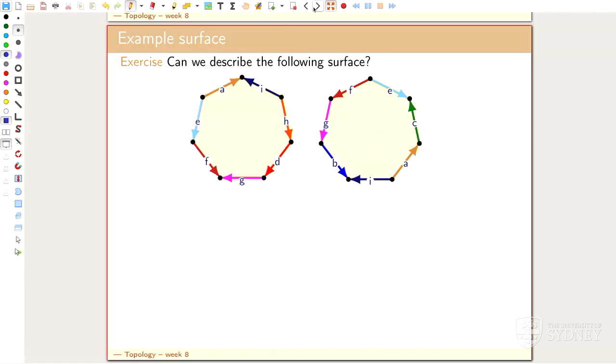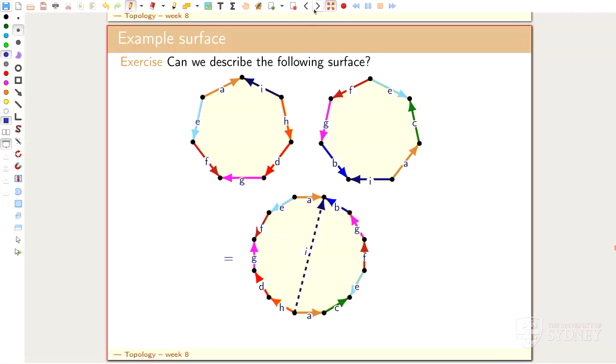Can you do anything? Well, the first thing you can check is that this is connected. It looks disconnected, you have two polygons. But let's say you exit at G. Where's the other G edge? The other G edge is here. So you come in via G again. So this is a connected surface. But which one is it? Right now, we can't really decide.